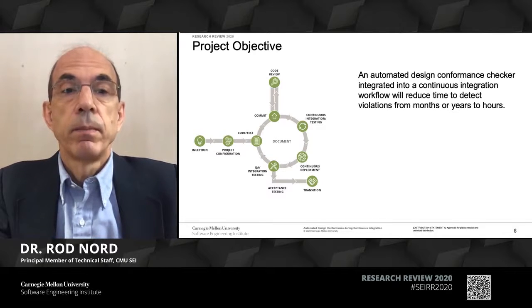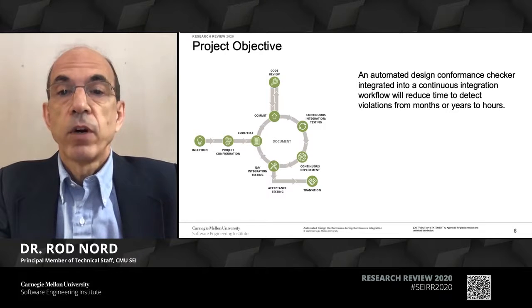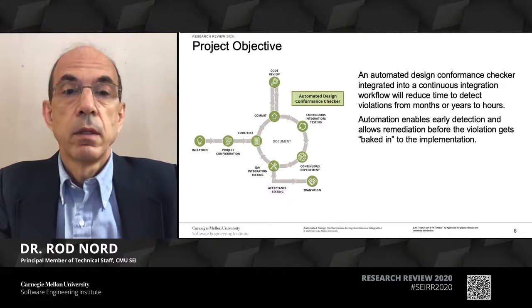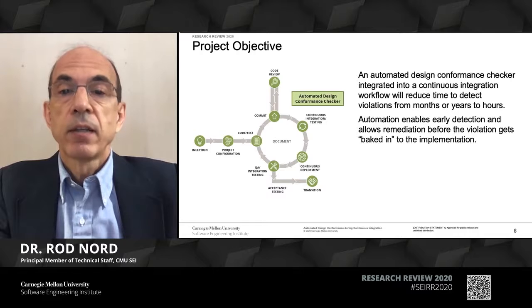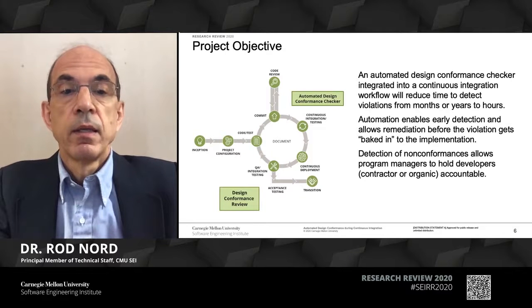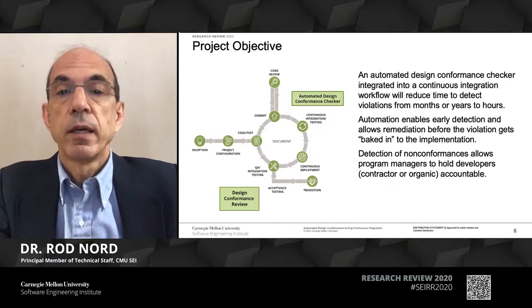Continuous integration offers visibility into the state of the software system and associated quality, allowing immediate engagement of stakeholders throughout the project lifecycle. Adding an automated design conformance checker makes use of the investment in architecture and impacts two kinds of stakeholders. Developers use the tool to detect nonconformances during continuous integration testing. Automation enables early detection and allows remediation before the violation gets baked in to the implementation. System acquirers can write contracts requiring developers to use the tool and report results, providing visibility that they don't have today.